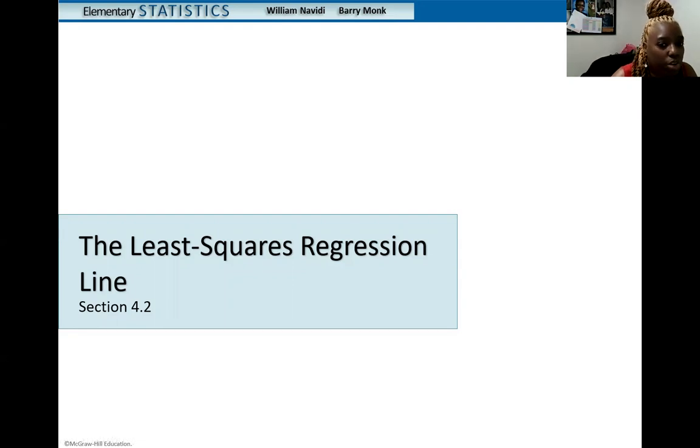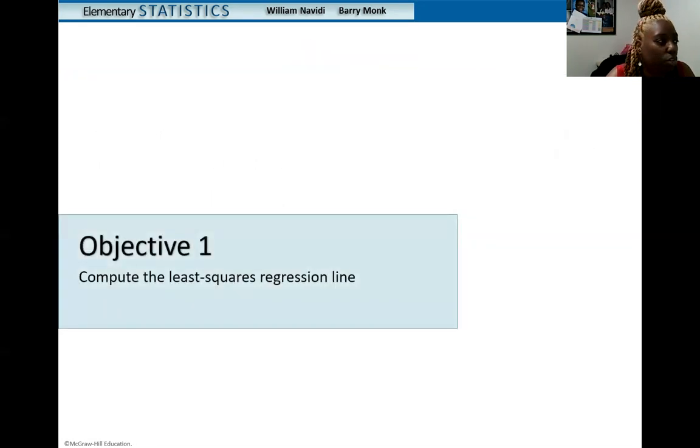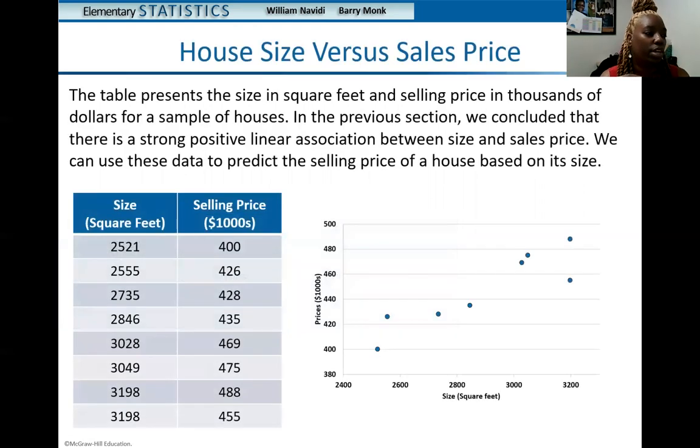So the least square regression line in 4.2, that's what we're going to talk about. When we finish this lesson, you'll be able to compute the least square regression line in your calculator. You'll be able to use it to make predictions about other things, and to interpret predicted values, the slope, and the y-intercept of the least square regression line. Look forward to being able to do that at the end of this PowerPoint lecture. All right, so computing the least square regression line.